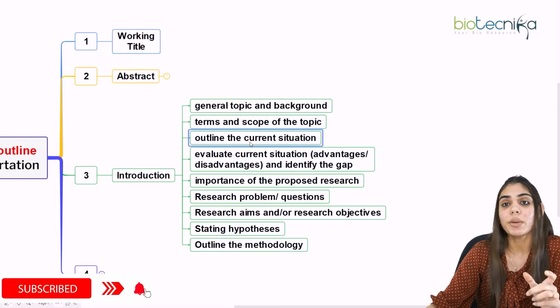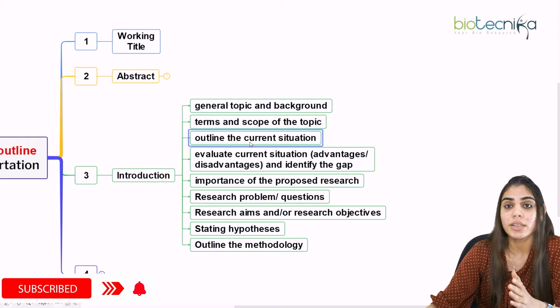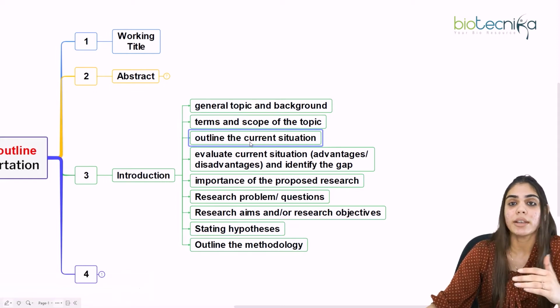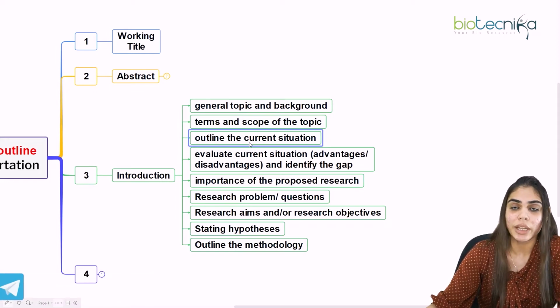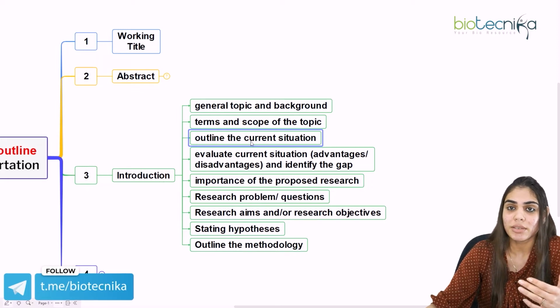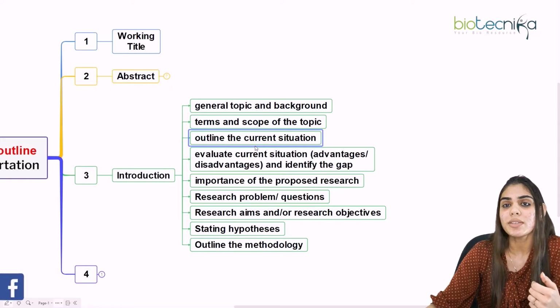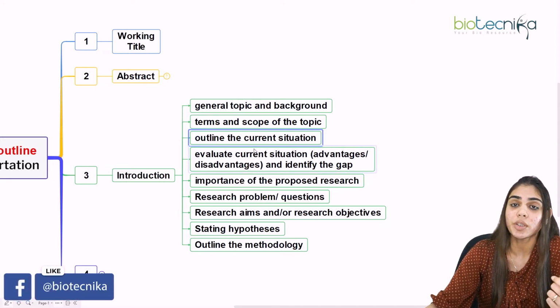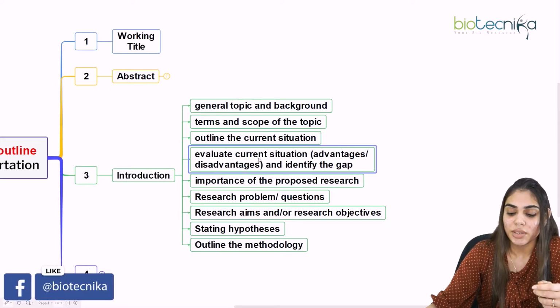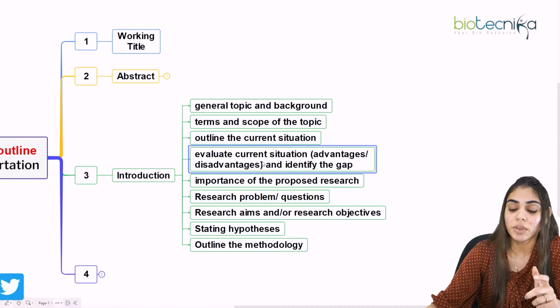You need to write about the current situation, like tuberculosis. This situation is there and this many patients have been found every year. Millions of patients are there across the globe. So you have to mention the current situation, or you can say statistics, as we are talking about tuberculosis, that is an infectious disease.